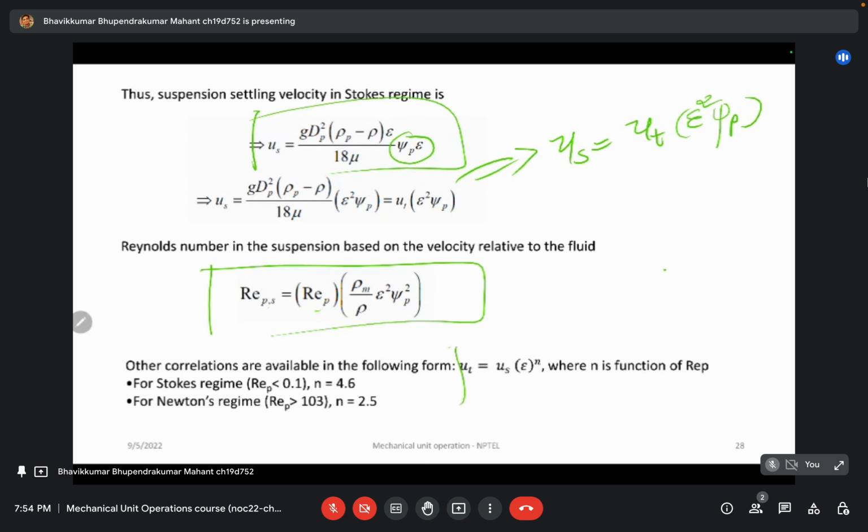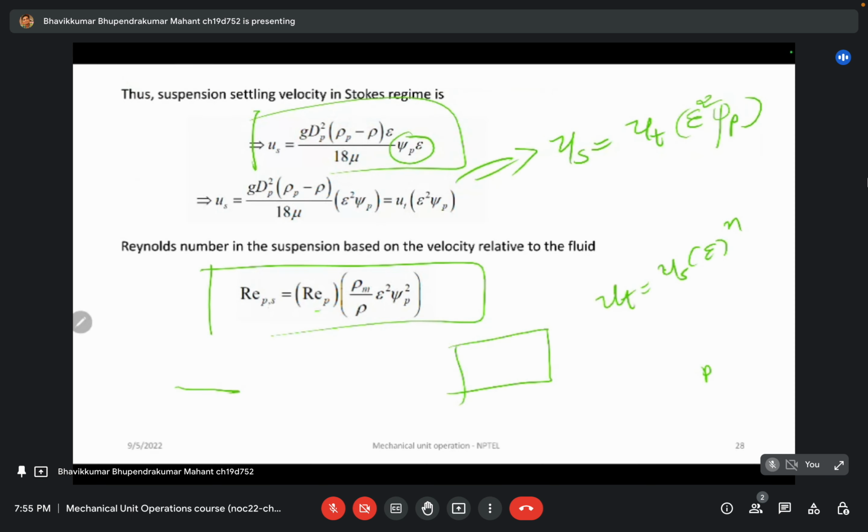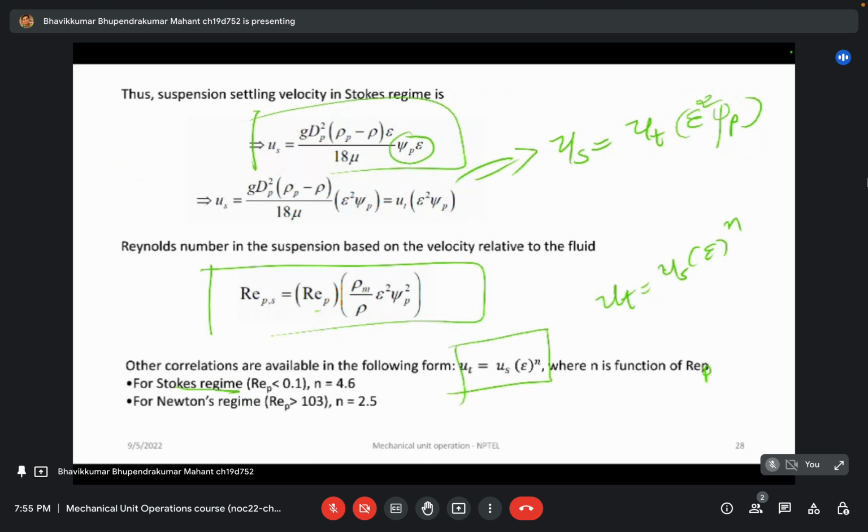If we consider that u_t is equal to u_s times epsilon raised to n, then what is the value of n? It depends on which regime you are talking about. If your Reynolds number is 0.1, that is, the Stokes regime, then the value of n is 4.6. And if we are considering Newton's regime, then the value of n is equal to 2.5 only.